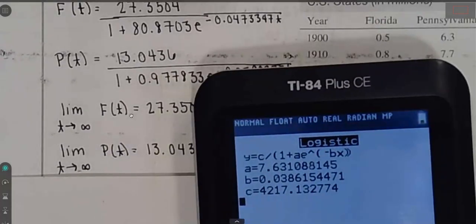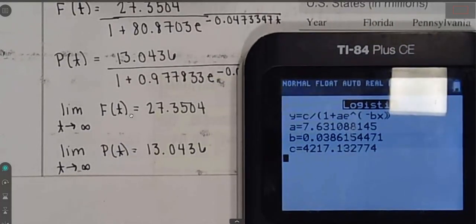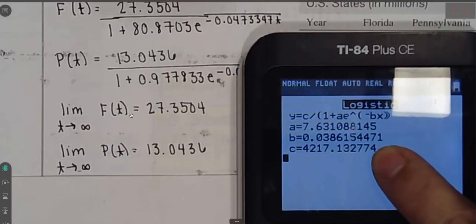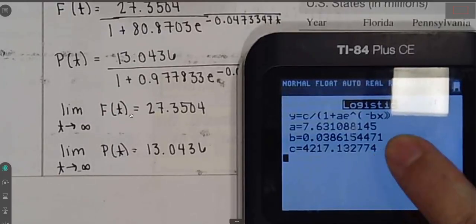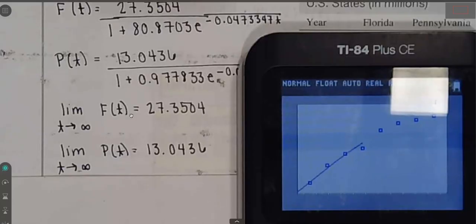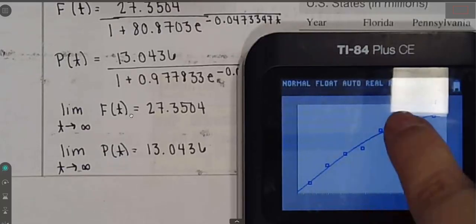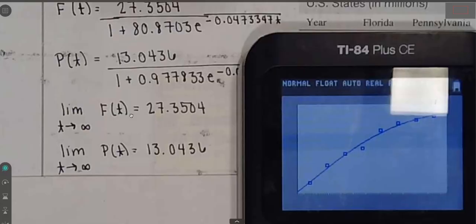Here, this is if we had made a logistic regression model of the data we just used. So as you can see, C would be your numerator. And then when you graph it, it looks similar, except at the end it's approaching a limit.